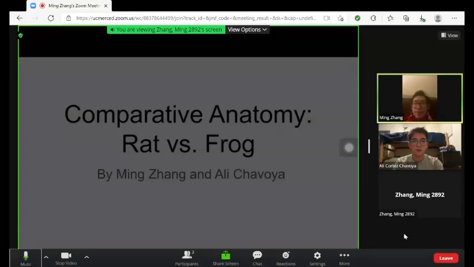Alright, so this is Comparative Anatomy, Rat versus Frog by Ming Zhang and Ali Chawoya.